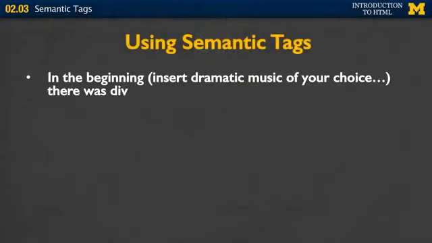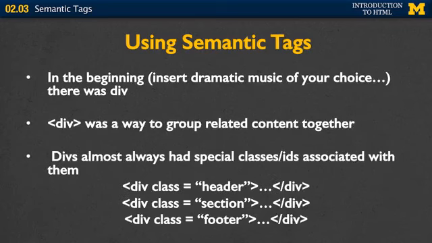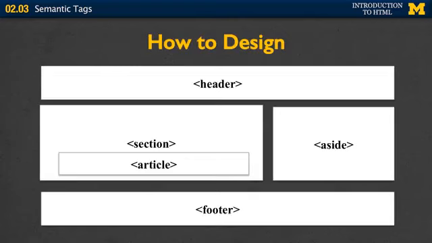So you may recall that one of the most common tags used to be the div tag. Because in the beginning, kind of dumb, you did everything with div. You would go through your page, group it together, and put each group into a div tag. These divs almost always had some sort of special class or ID associated with them. So for instance, one div might have the class of header, another the section, another the footer. This way, you could go back to your design and really break it up into a way that worked best for you.